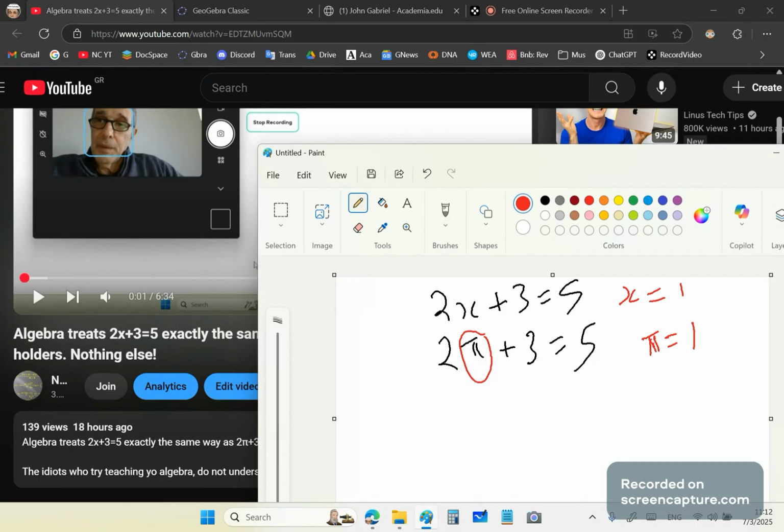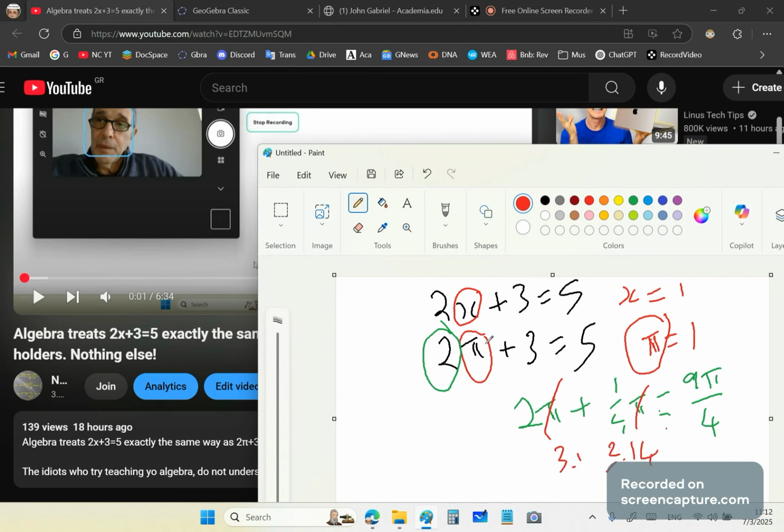So what I'm saying to you is that when you see a symbol like pi, algebra treats it exactly the same way as x. In other words, it only cares about the coefficient that appears before pi. So for example, if you have 2 pi plus a quarter pi, that is the same as saying 2 and a quarter pi, which is 9 pi quarters. Algebra doesn't do anything with pi unless you physically put in an approximate value like 3.1 or 3.14, etc.